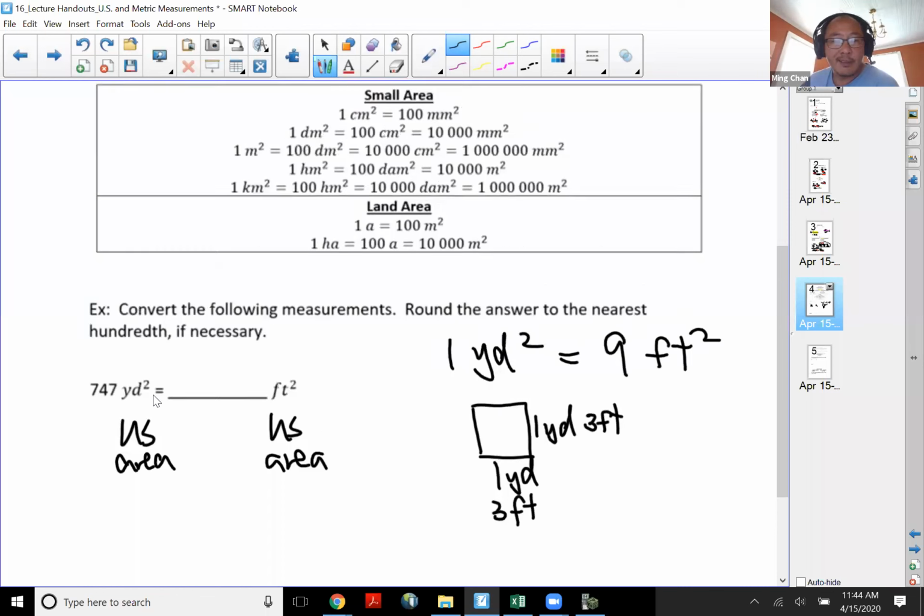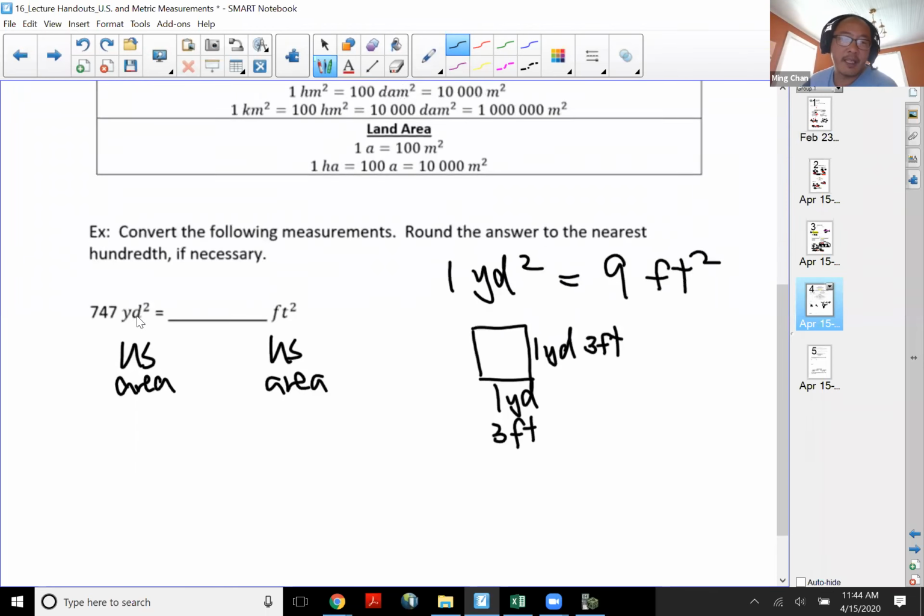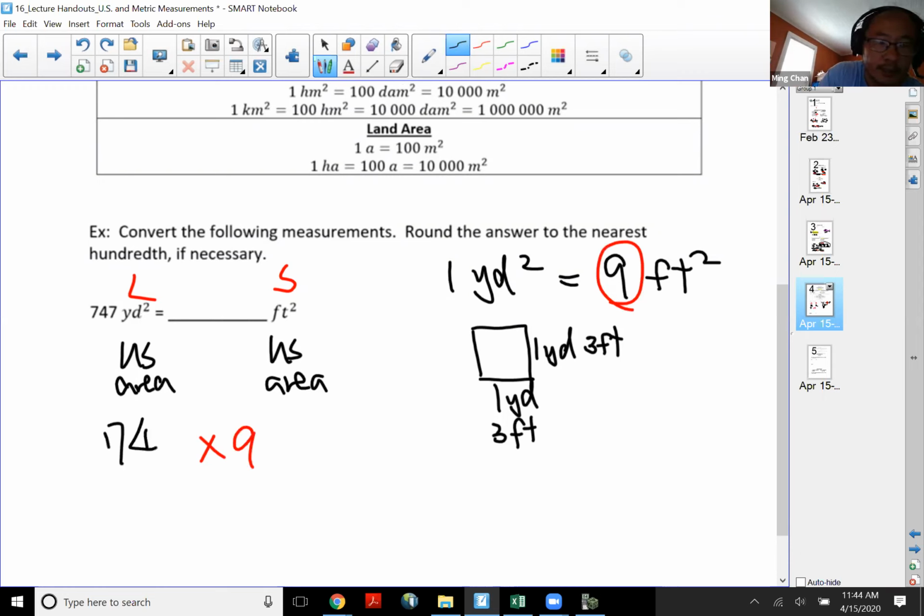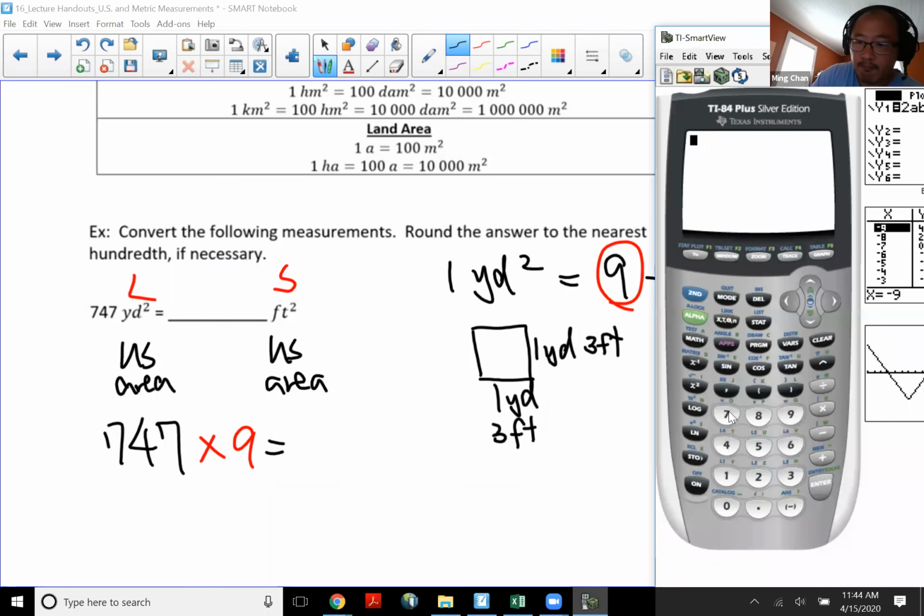Since I'm dealing with US units, I kind of know which is bigger. I know a yard is bigger than a foot. So converting from large to small, I'm going to multiply. And what number do I multiply by? Their ratio, which is that 9. So that'll be 747 times 9. That will give me my answer. There you go, 6,723.